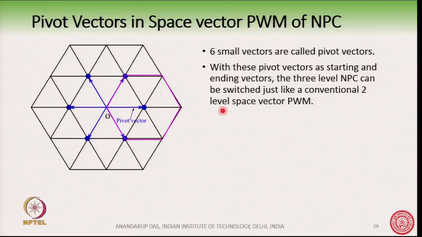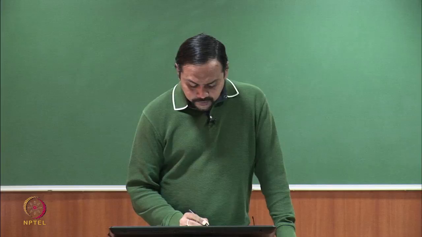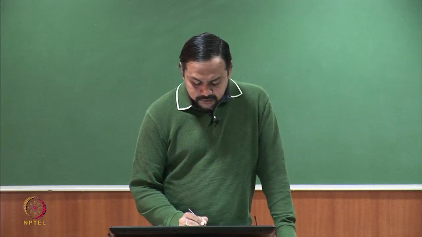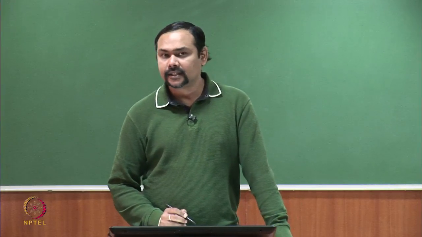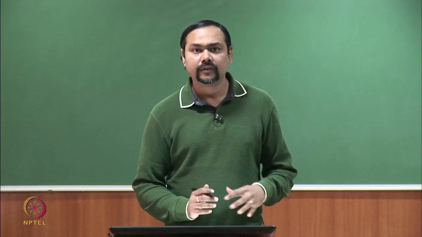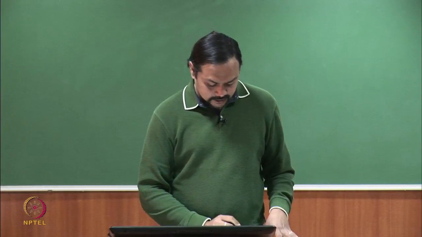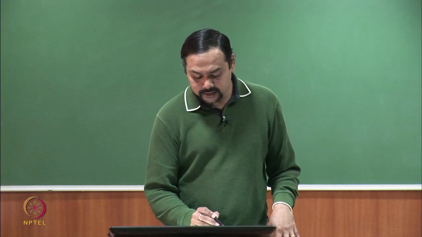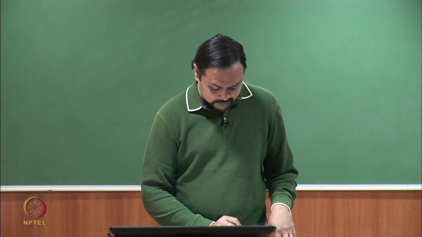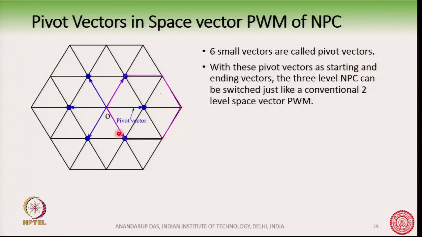In order to understand, we see that if we make the pivot vector the starting and ending vector in a switching cycle, which we have just explained by taking point B as the pivot vector, where we had done a switching starting and ending with the B vector, then this portion of the space vector diagram can be thought of as a part of the 2-level space vector diagram.